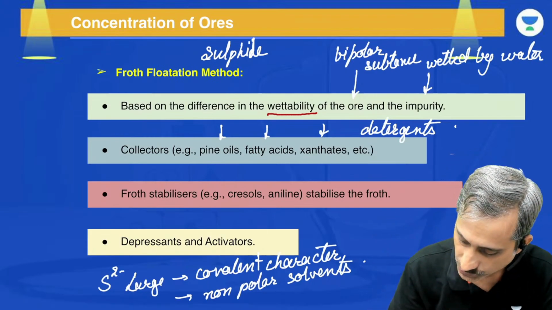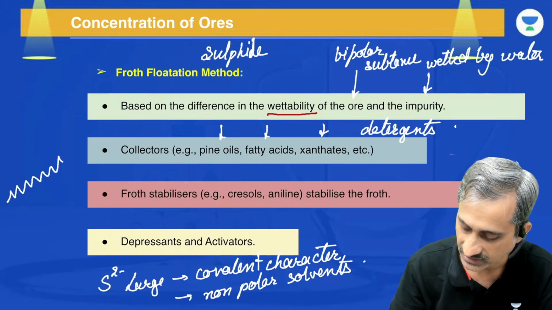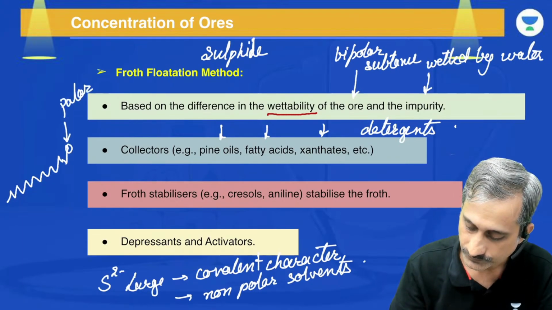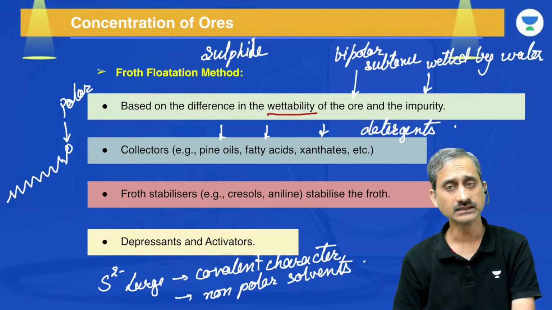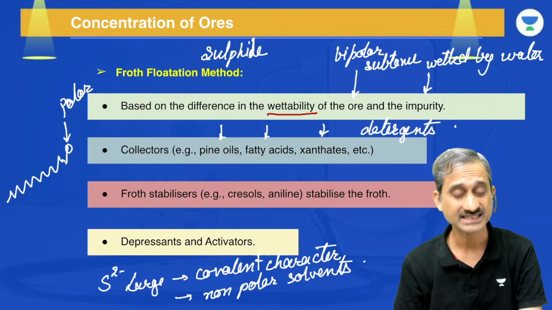So they are all going to be something like this. This is going to be the chain and there is going to be the head which is going to be polar. Is that clear? So that is what we have as the collectors.